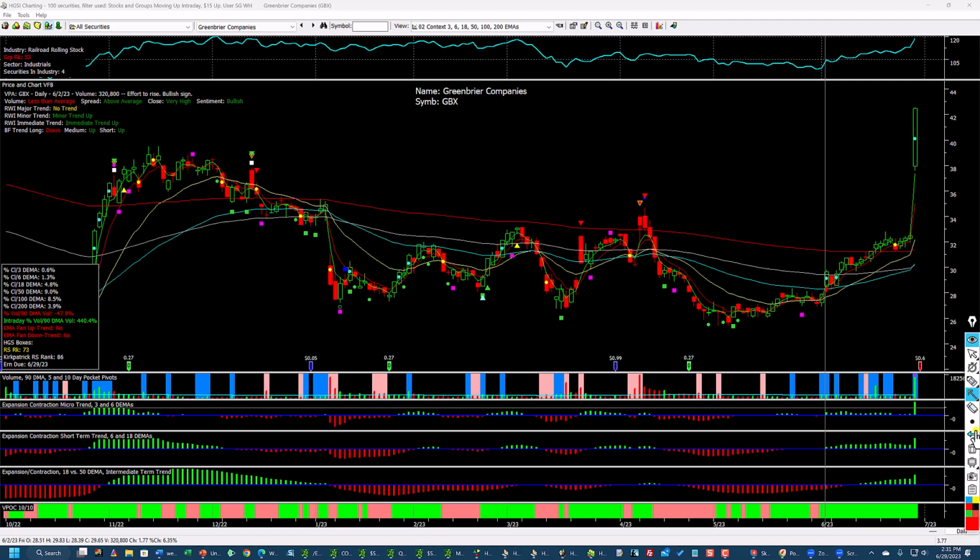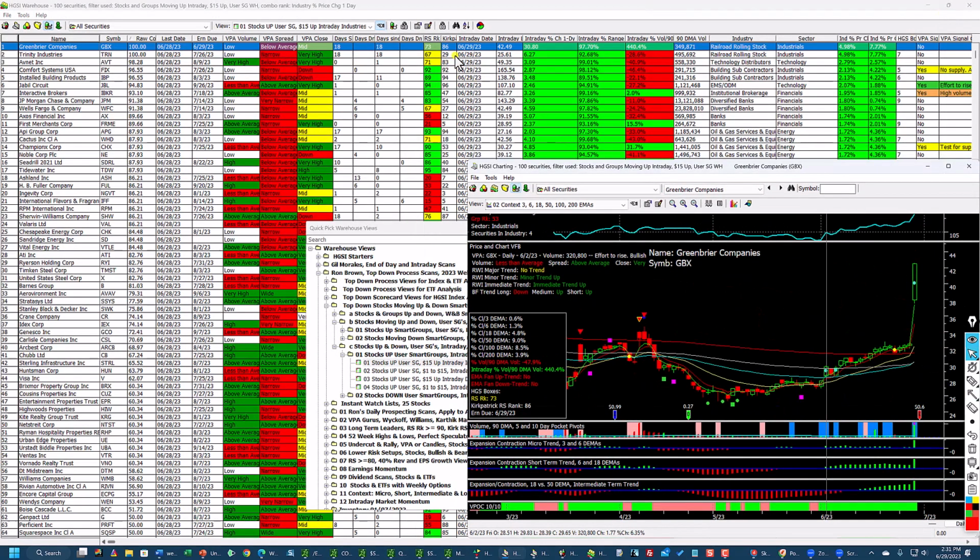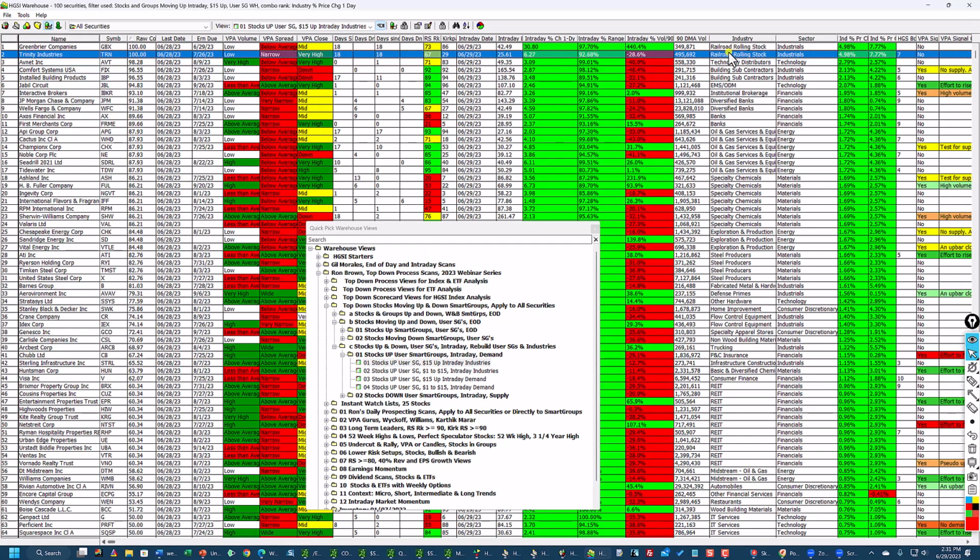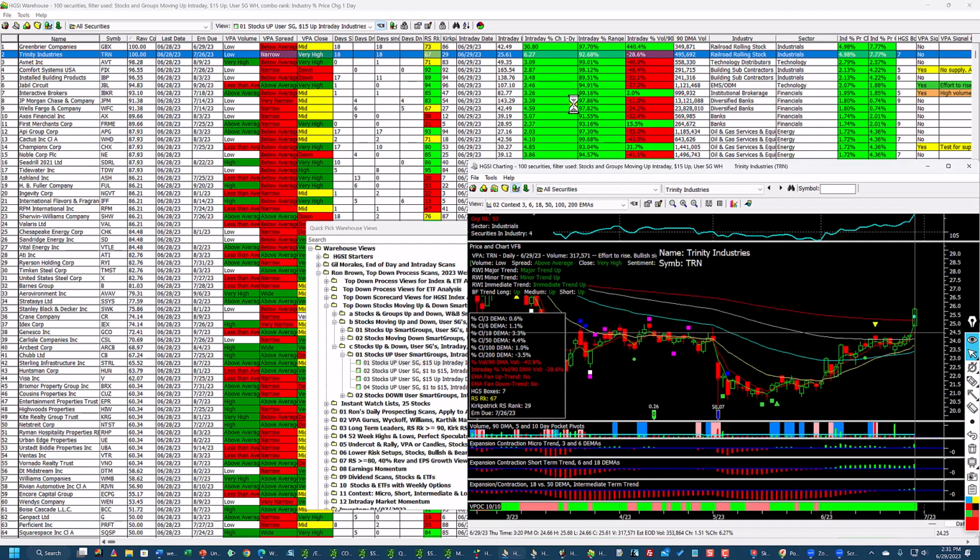Okay, I got to erase that, get back up here so I have control. So anyway, this is why I do this intraday, so I can see what's going on. That's why I rebuild the user smart groups. Why wait till the end of the day when we have intraday information?